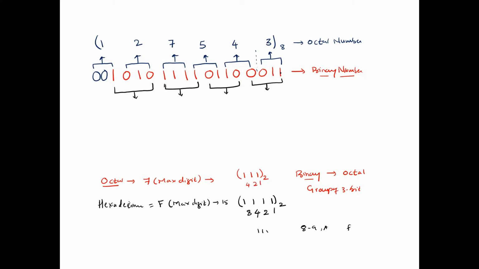So 0, 0, 1, 1. What is this 0, 0, 1, 1 equivalent to? 3. It is 3. 0, 1, 1, 0 is 6. 1, 1, 1, 1 is F. And 0, 1, 0, 1 is A, right? So now this turns out to be its equivalent hexadecimal number system.